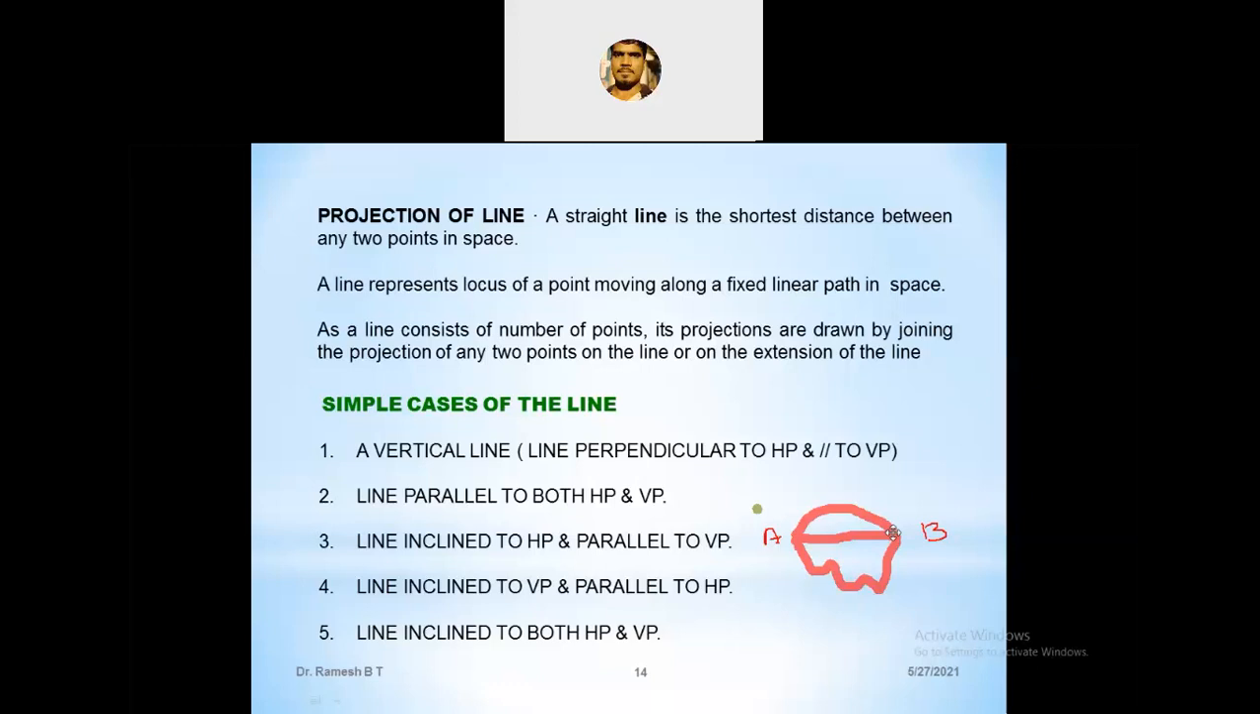The third case is the line inclined to HP and parallel to VP, meaning it is inclined to one plane and parallel to the other. Similarly, inclined to VP and parallel to HP. And the last case is inclined to both, inclined to HP and inclined to VP. So these are the possible cases for a straight line.